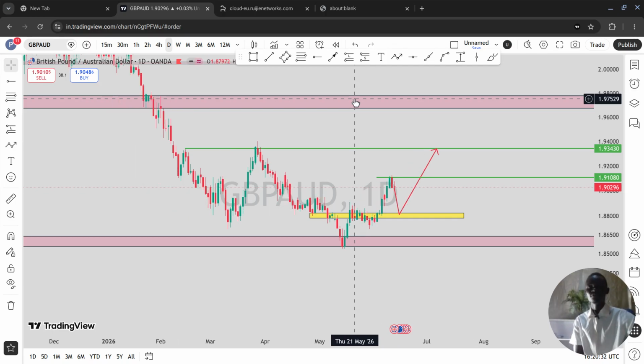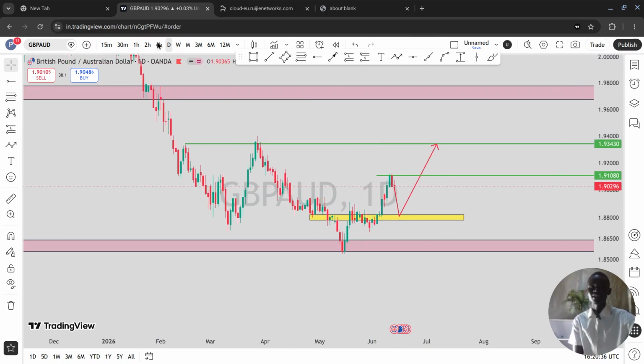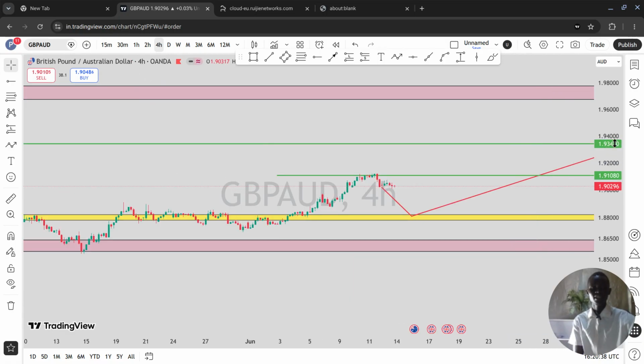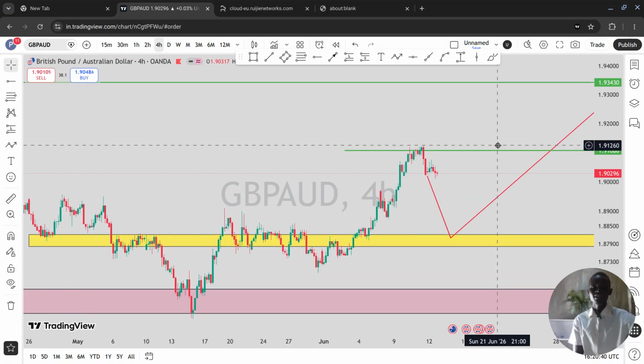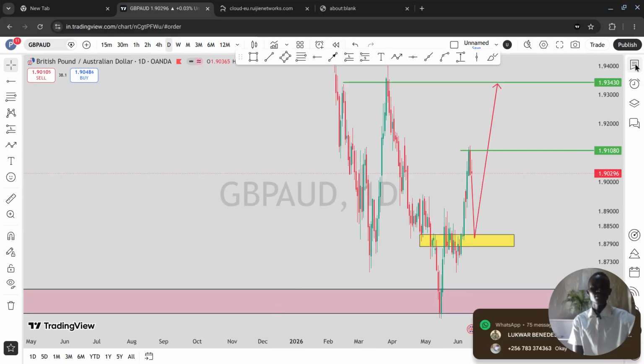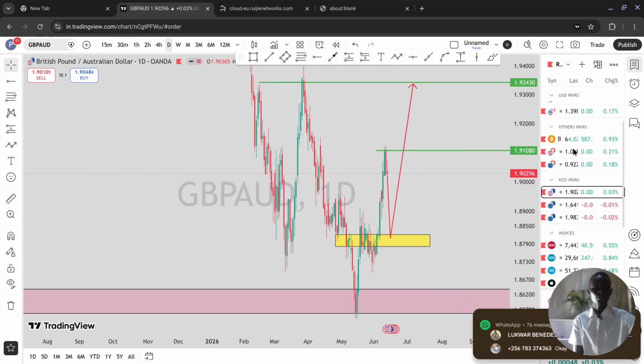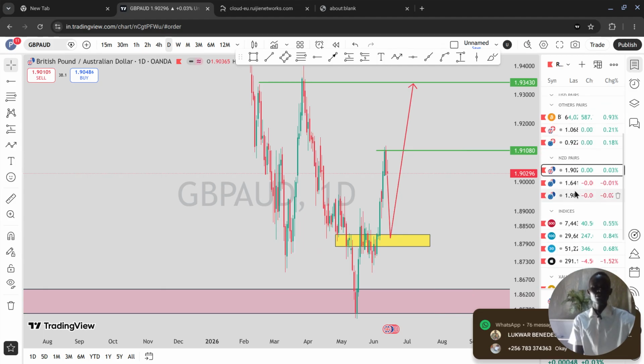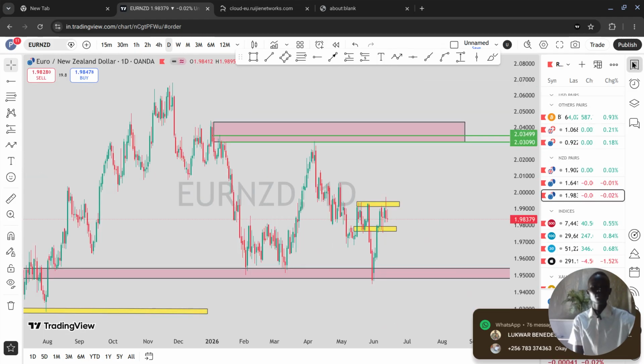And this is for the GBPAUD. That's what I'm seeing, more bullish in some days to come. So this is just for GBPAUD. Let's go and see, also EURAUD, man, EURNZD.